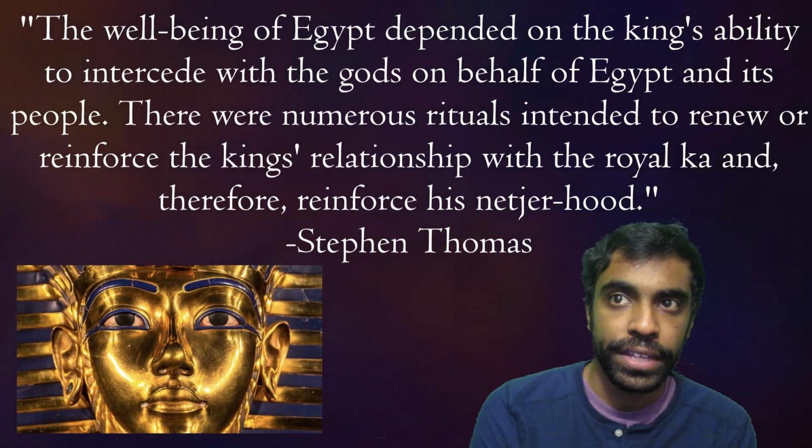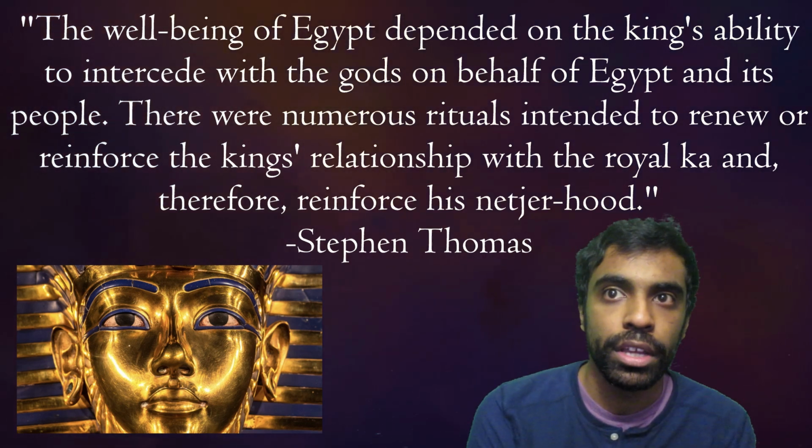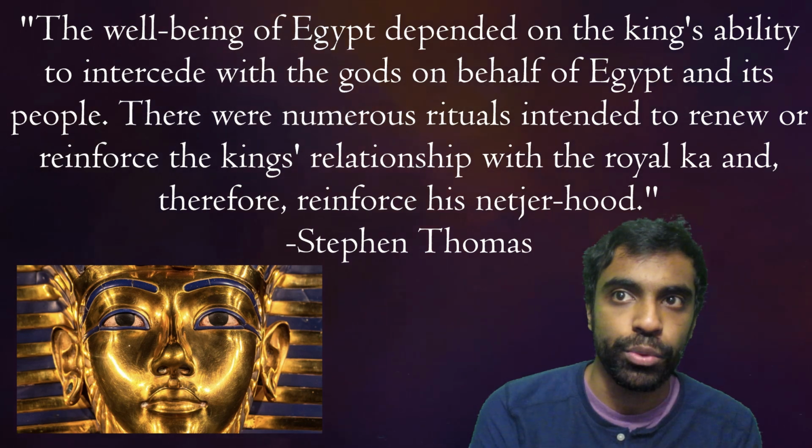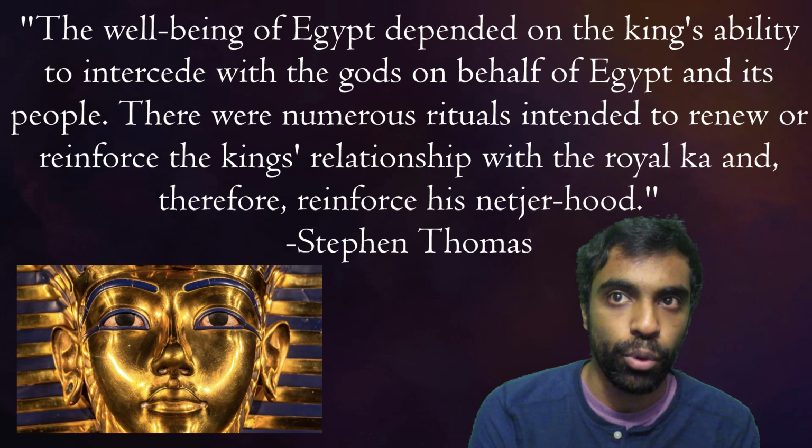Thomas also wrote the following: "The well-being of Egypt depended on the king's ability to intercede with the gods on behalf of Egypt and its people. There were numerous rituals intended to renew or reinforce the king's relationship with the royal ka, and, therefore, reinforce his Netcherhood." So here again, we see an emphasis on the fact that the ka is separate from the pharaoh himself. It's being treated as a distinct entity. Another important point is the fact that the pharaoh's ka was passed on from pharaoh to pharaoh, and it was said to be the same ka that he was passing down.